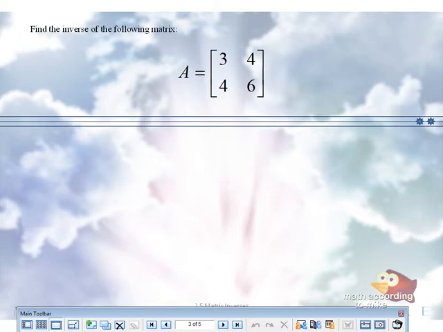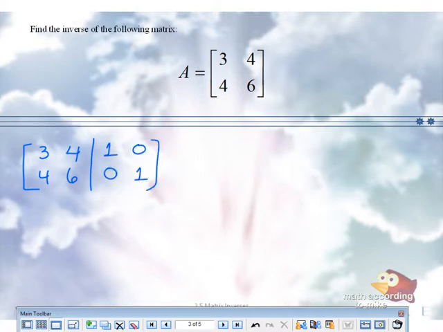Find the inverse of the following matrix. So we're going to take our 2 by 2 matrix, 3, 4, 4, 6, and slap onto it the same size identity matrix, also 2 by 2. Our goal is to get the identity matrix on the left. If we're able to do that, then the inverse appears on the right.